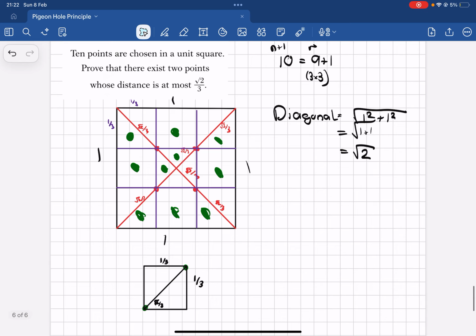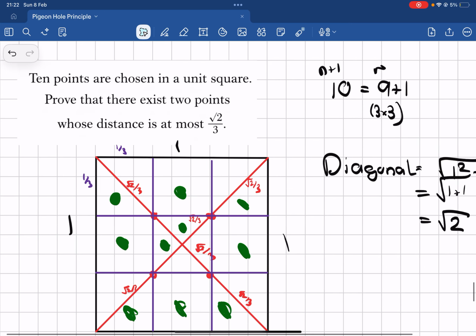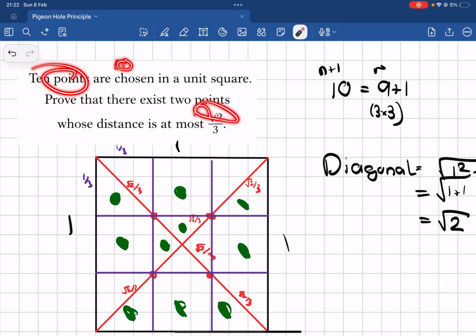So at first this question looked like we weren't going anywhere with this, but I put my brain together and noticed that there was a root 2 there, 10 there, 10 equals 9 plus 1, 9 is 3 squared, we've got a square, let's use some more squares, pigeonhole principle, finito.